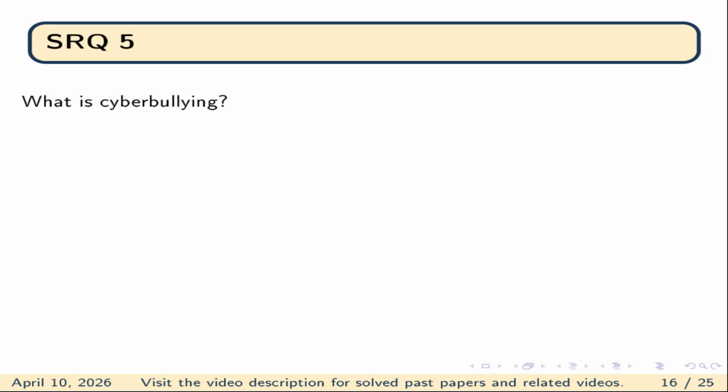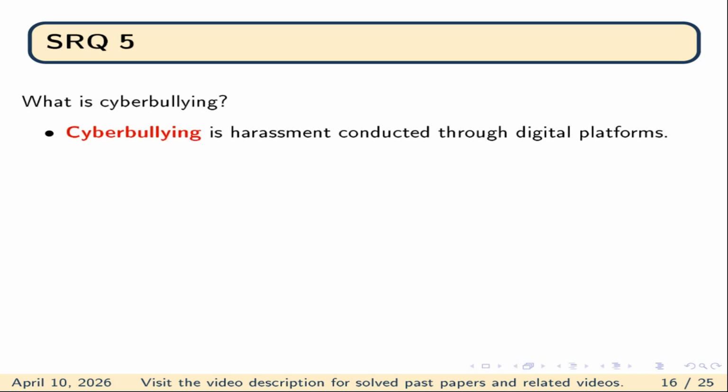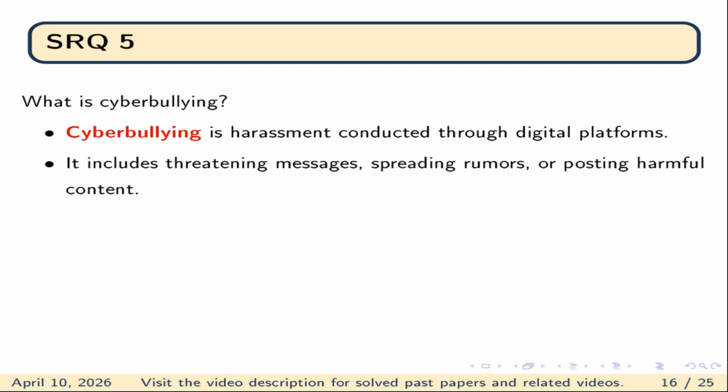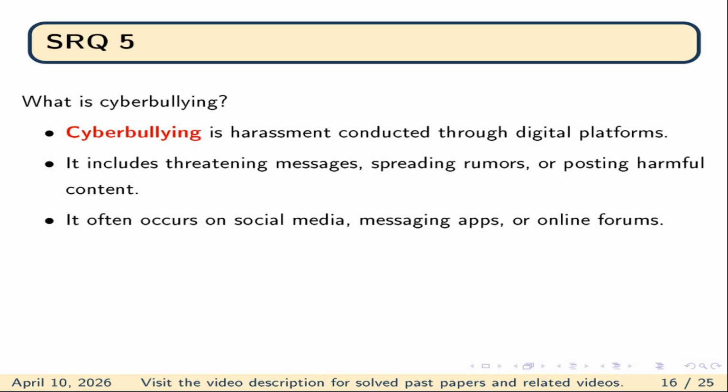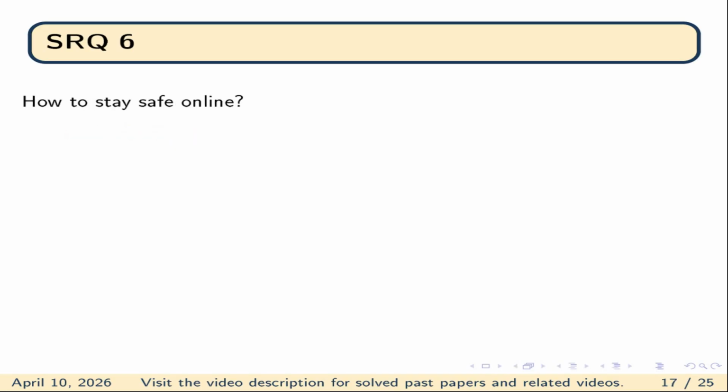What is cyberbullying? Cyberbullying is harassment conducted through digital platforms. It includes threatening messages, spreading rumors, or posting harmful content. It often occurs on social media, messaging apps, or online forums. How to stay safe online?